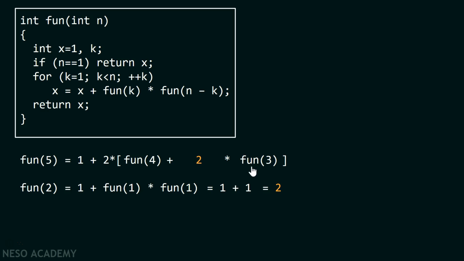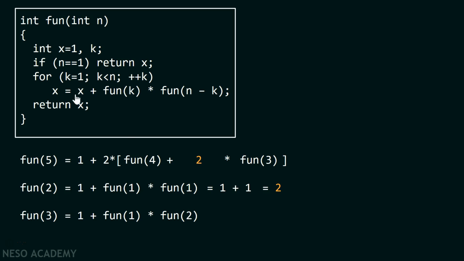Now let's evaluate what is the output of fun3. In fun3, n is equal to 3. Again, this condition is not satisfied. Therefore, we have to run this for loop from 1 to 2. This means this loop will run 2 times. In the first iteration, x will contain 1 plus fun1 into fun2, right? So I can say that fun3 is equal to 1 plus fun1 into fun2.